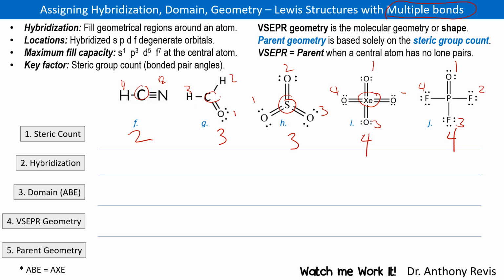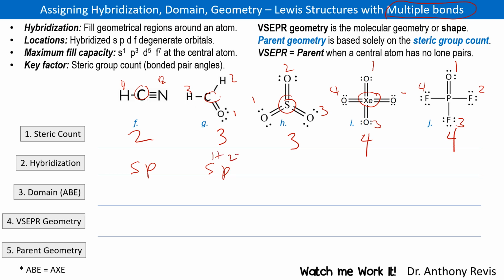Therefore, to do hybridization, I don't care where the bonds came from, what they look like. I care about, well, I actually do care, but the point is this: I look at the steric count and then I start to assign my hybridization. When I look at my hybridization here, I see that this is SP hybridized because I have 2 items to account for, 1 and 2. Here, this is SP2 hybridized because I have 3 items to account for.